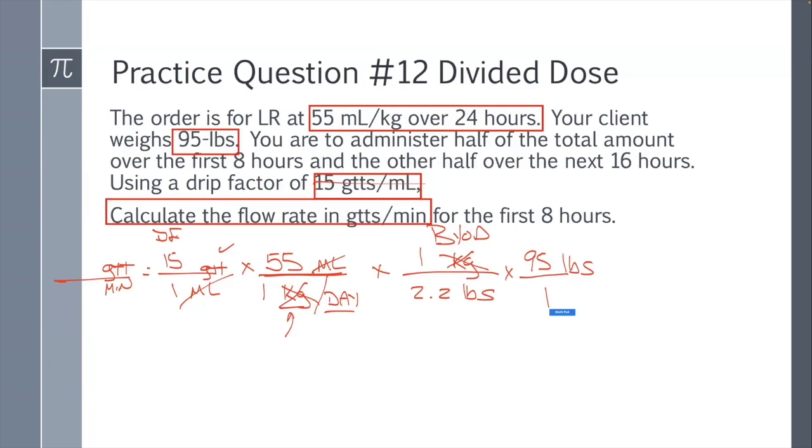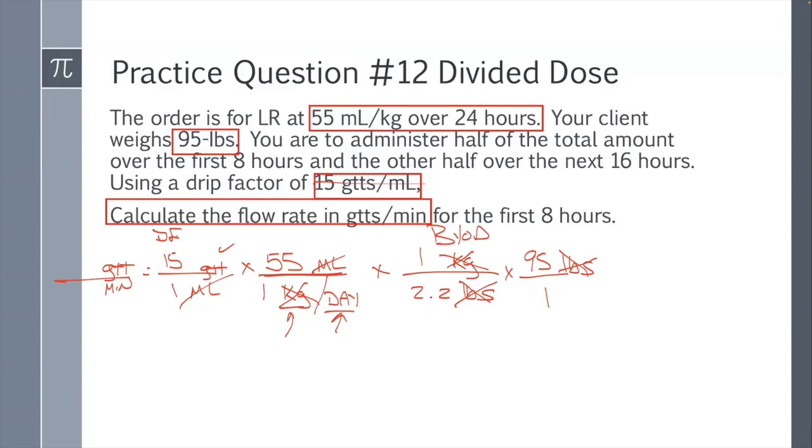That 1 does not mean dose. That is my 1 patient's weight. A 1 patient weighs 95 pounds. They don't weigh 95 pounds per day, per hour, or per second. They just simply weigh 95 pounds. It's my 1 patient, so that cancels out my pounds. But now I need to still get rid of this day over here.